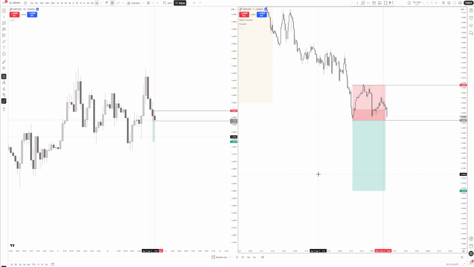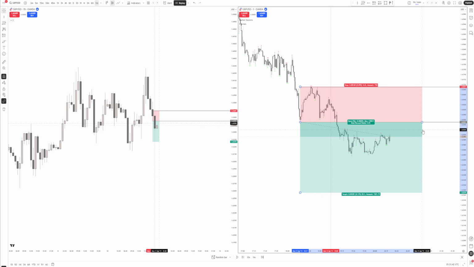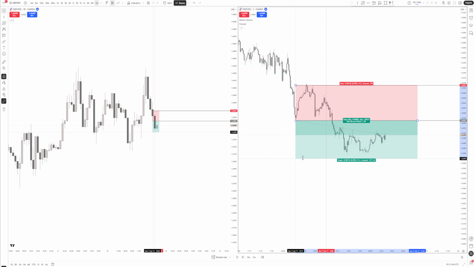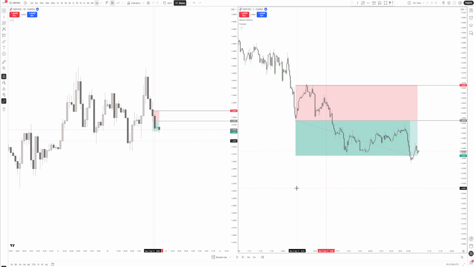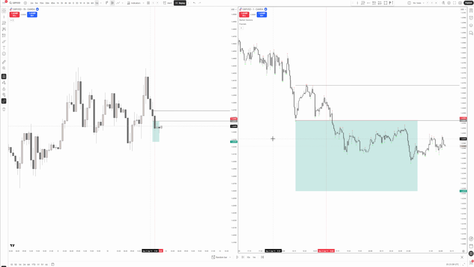Let's see what happens. There you go. Price did, of course, break. Did it reach a 1-to-1? Not quite 1-to-1 yet. Nice, reached 1-to-1. Stop loss to break even. And let's see what happens.